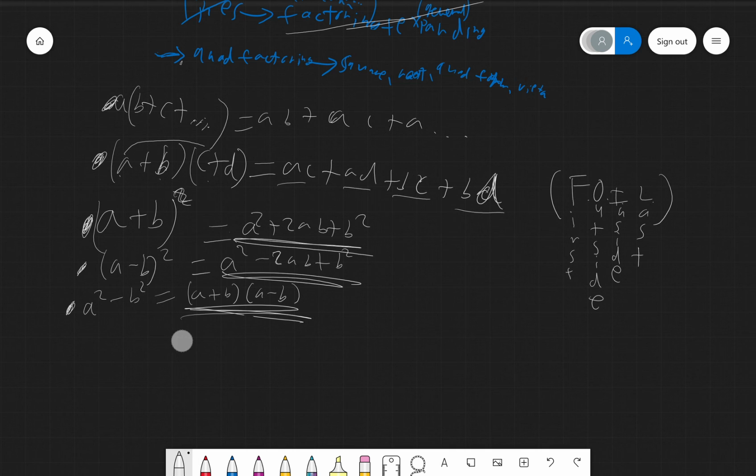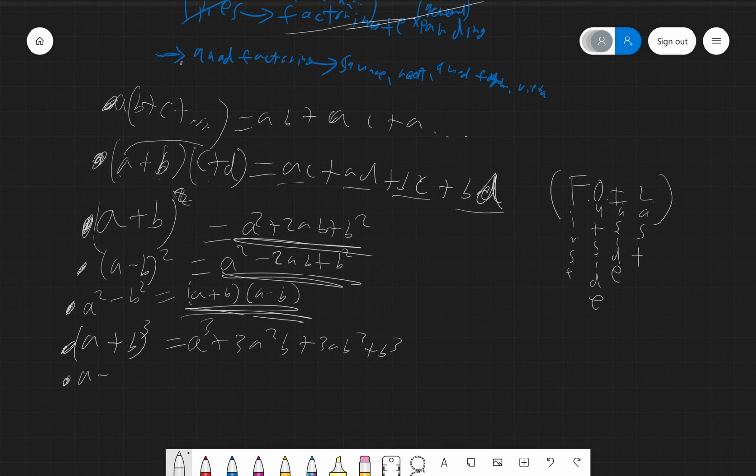Now the next special case is going to be (A plus B) whole cubed. And that is equal to, how do you do this? If you just multiply it out, you're going to get A cubed plus 3A squared B plus 3AB squared plus B cubed.